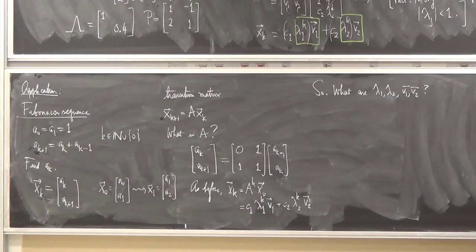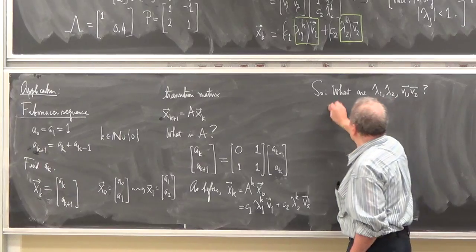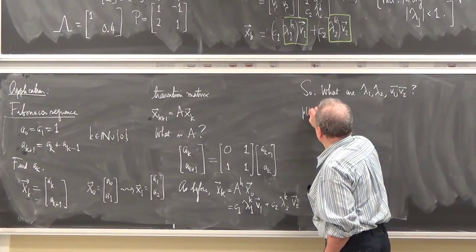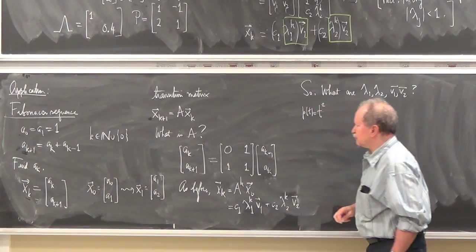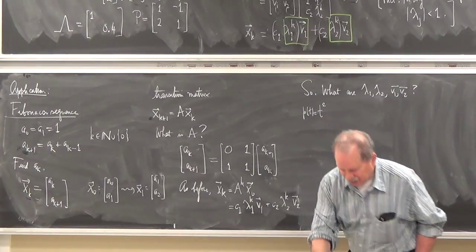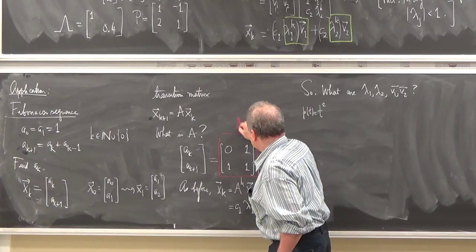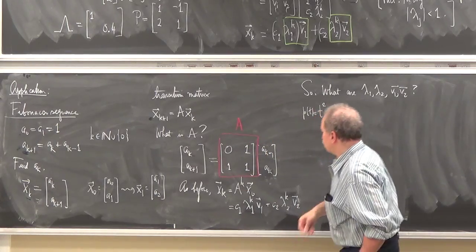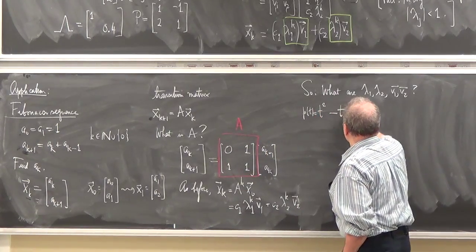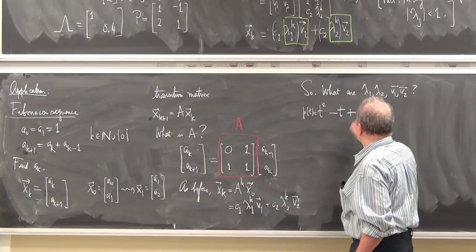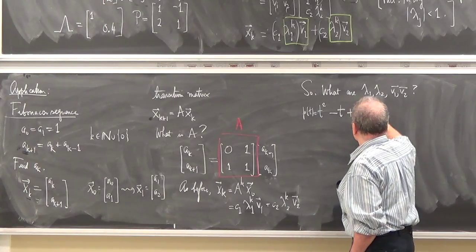It will not surprise you to see what happens. What's the characteristic polynomial? Here's A, right? Let's not lose track of A. Here's A. t squared minus t minus 1. The determinant's negative 1, right?